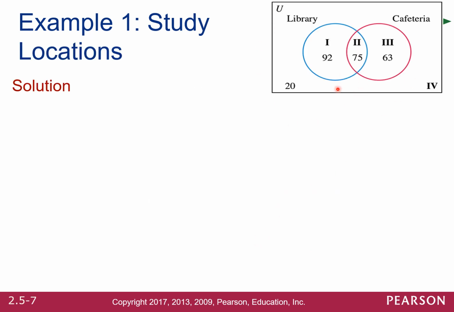So here we have the picture of the Venn diagram showing the two sets, one for the library in blue, one for the cafeteria in pink, and we defined the 4 regions, 3 of them inside the circles, and region 4 outside the circles but a part of the universe. We also have the numbers in each of these regions, so it's going to be easy for us to pick the right numbers and answer the respective questions. Let's pull up the solutions here one at a time.